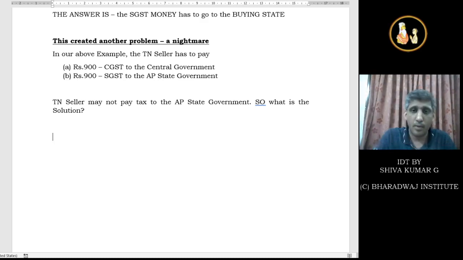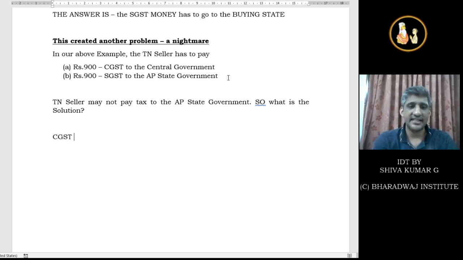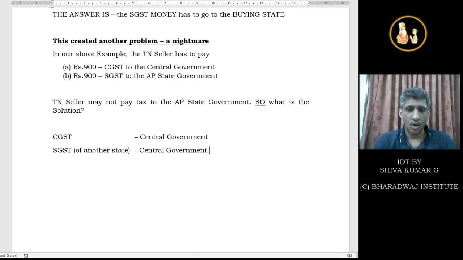You, the central government, collect the tax on behalf of me, the Andhra government, and give it to me. So the Andhra government is saying, let the central government collect the GST component and pay it to the Andhra government. So what does the government want? The CGST the central government has to collect, obviously. Then the SGST of another state, who should collect? That should also be collected by the central government and passed on to the respective buying state.